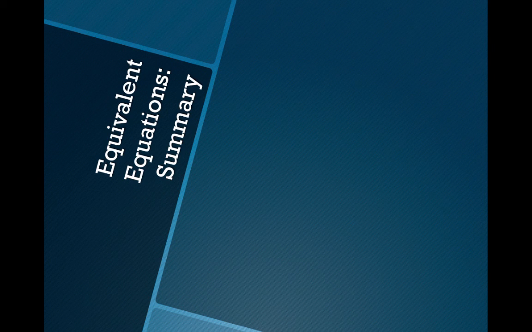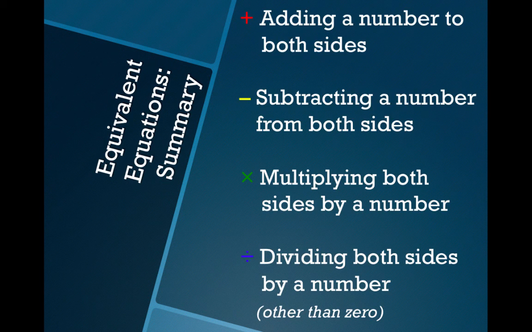So let's quickly summarize what we know so far. Two equations are considered to be equivalent if you can get from one to the other by repeatedly adding a number to both sides, subtracting a number from both sides, multiplying both sides by a number, and dividing both sides by a number other than 0.